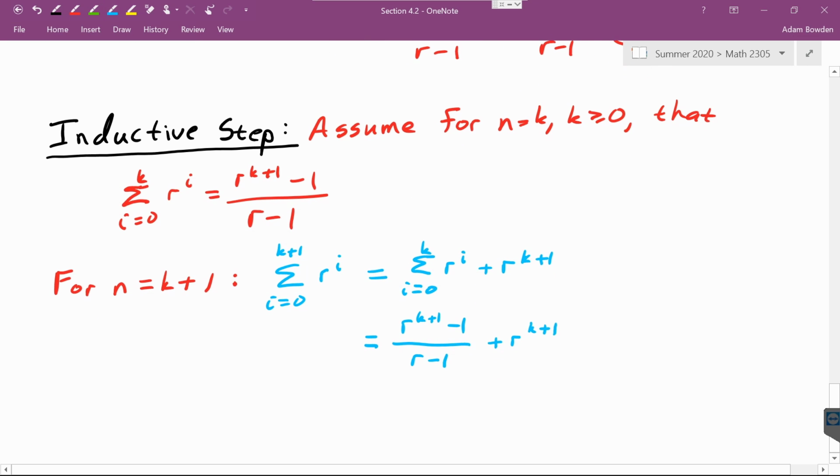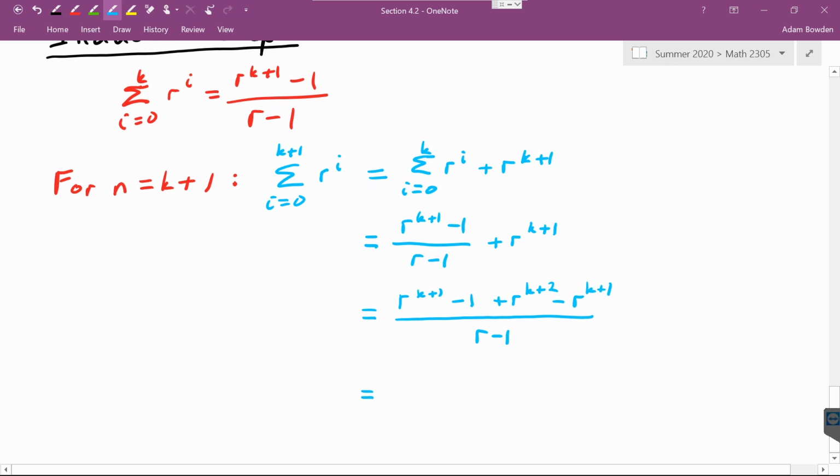So now we need to use some algebra here to try to combine these together. Getting a common denominator and so forth, we can rewrite this as (r to the k plus 1 minus 1 plus r to the k plus 2 minus r to the k plus 1) all over (r minus 1). And simplifying this down, this will turn into (r to the k plus 2 minus 1) all over (r minus 1). And that's the same as r to the (k plus 1) plus 1, minus 1, over r minus 1.